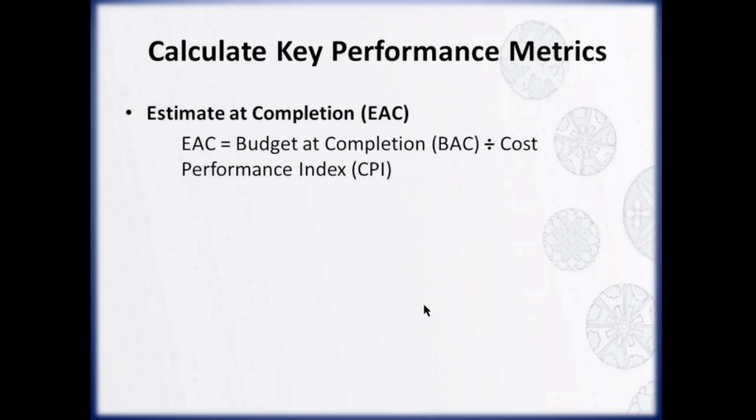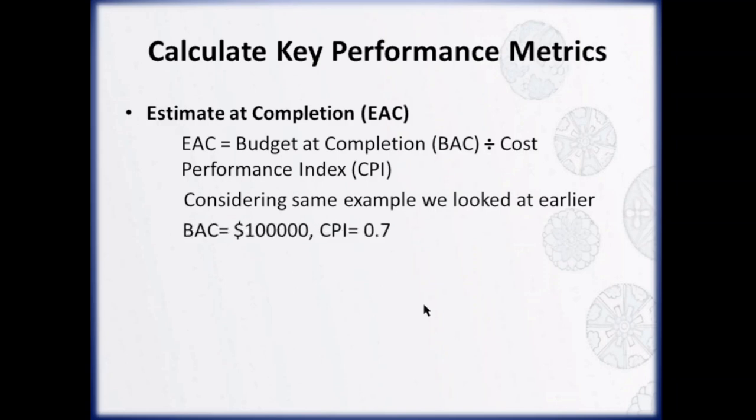Now let's talk about the estimate at completion. Estimate at completion helps us to get how much the project is likely to cost by the time it is finished. It's calculated by dividing budget at completion by Cost Performance Index. If Cost Performance Index is greater than 1, the estimate at completion will be less than the original budget, which means we are under budget. If Cost Performance Index is less than 1, the estimate at completion will be higher than the original budget, meaning we are over budget.